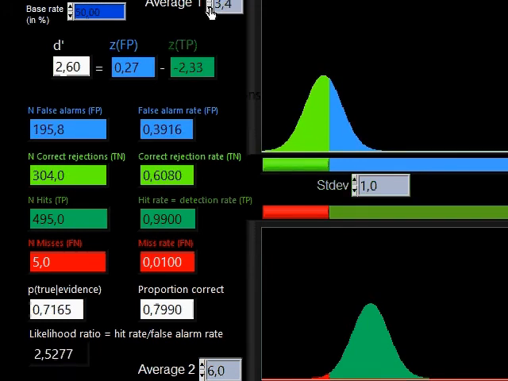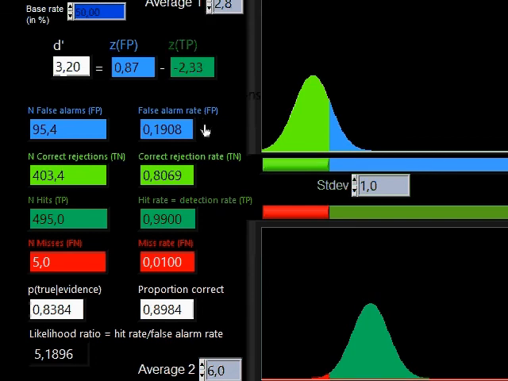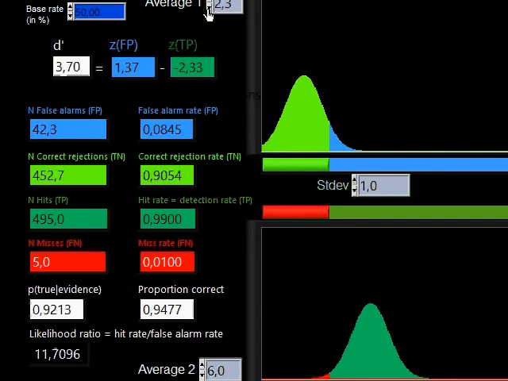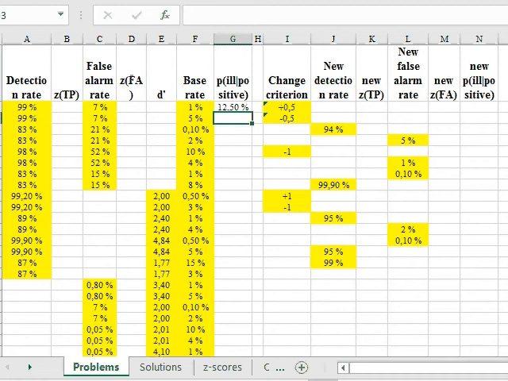The next thing is to move this here until we get to a false alarm rate of 7%. So let's see how close we can get to that. That's about it. And so that tells us then that here we have a z-score of 1.47 and a d prime of 3.8, right? So that gives us our 99% detection rate, 1% miss, our 7% false alarms, and 93% correct rejections. Now, again, normally you will not have my program available for calculating this.